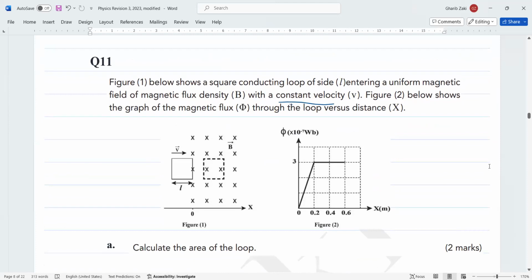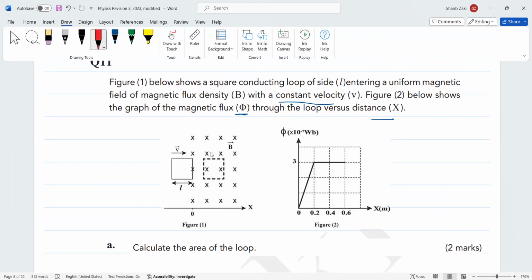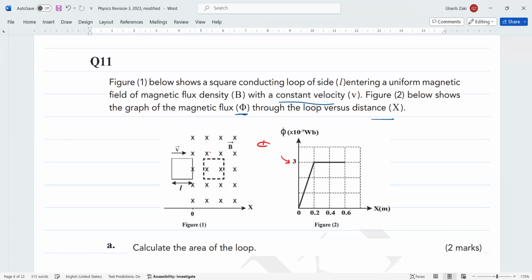Figure 2 below shows the graph of magnetic flux through the loop versus distance x. Look, it is approximately the same question as before. Here, phi multiply 10 power negative 7. Now, what about this 3? 3 is the maximum flux, 3 multiply 10 power negative 7. Again, this 3, can you see this 3? It is the maximum flux. Okay?